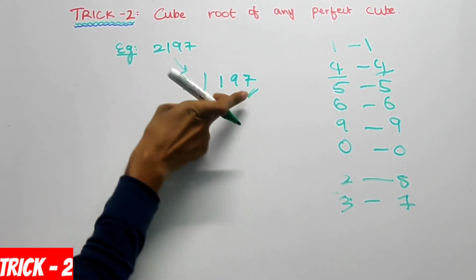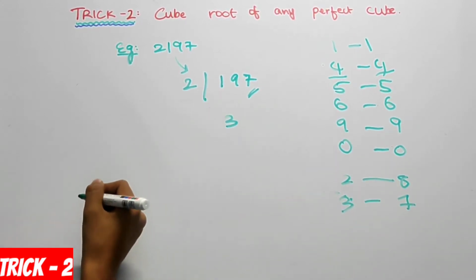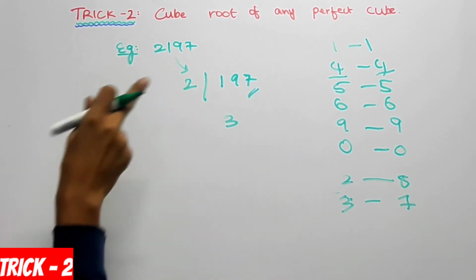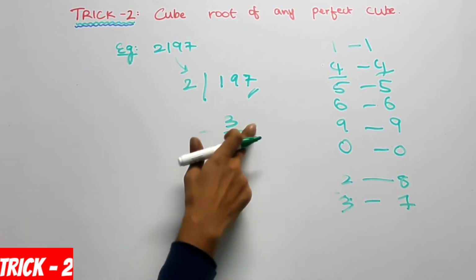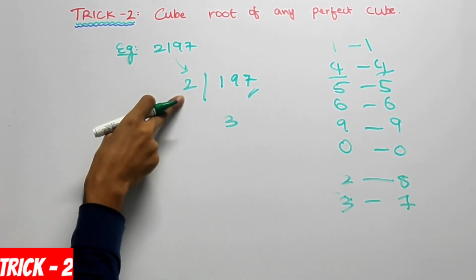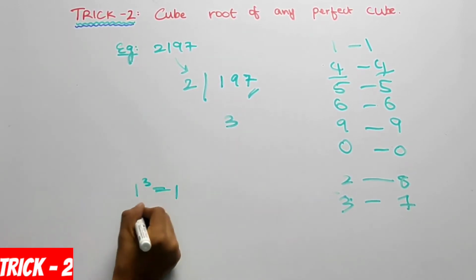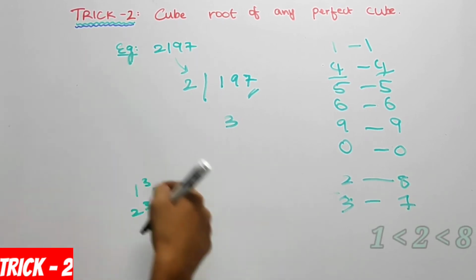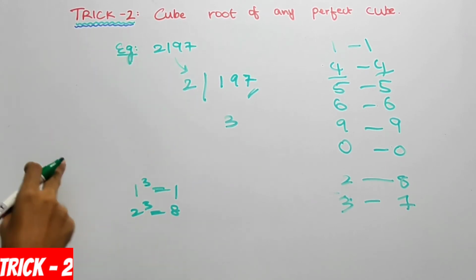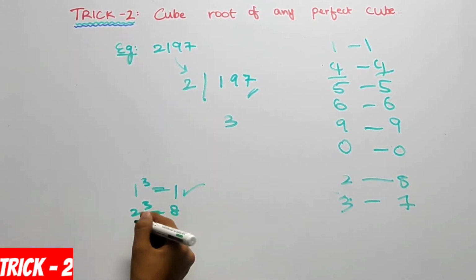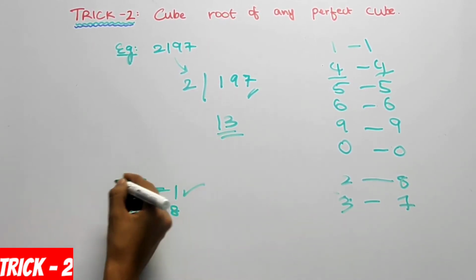Now since the units digit in your question 2197 is 7, you can choose this 3-7 pair from the table. So in the 3-7 pair, your 3 is your units digit. Now you want to obtain the tens digit for your final answer. In order to obtain the tens digit, you have to use your first part, which is 2. Now you have to find a perfect cube that is near 2. So 1 cube is equal to 1, 2 cube is equal to 8. Since 2 is between 1 and 8, you have to choose the number which is less than 2. So you have to choose 1. Since 1 cube is equal to 1, choose 1 as the tens digit. So 13 is your final answer.